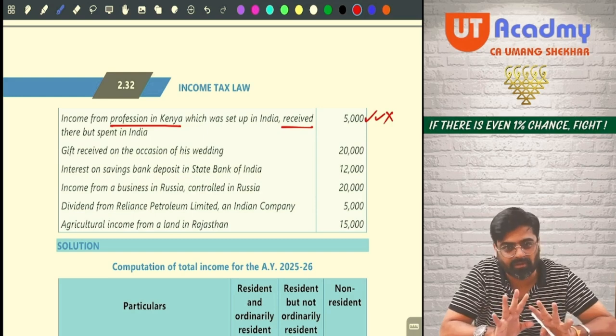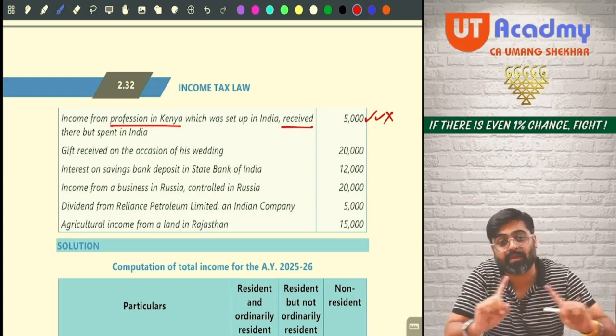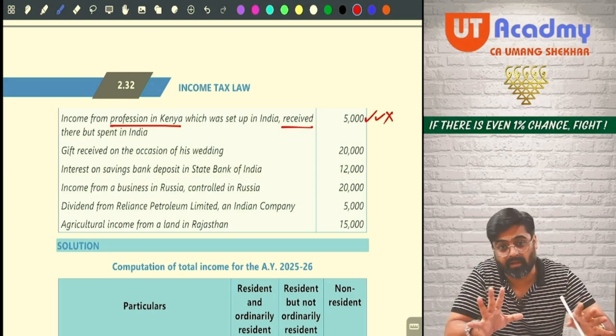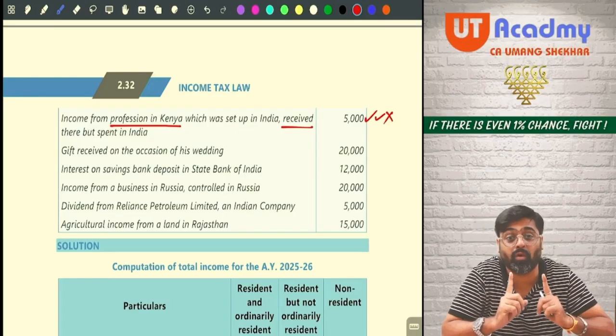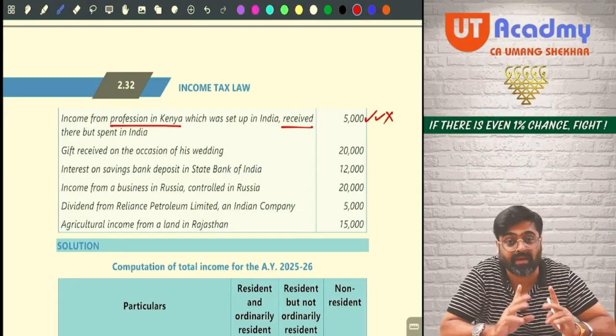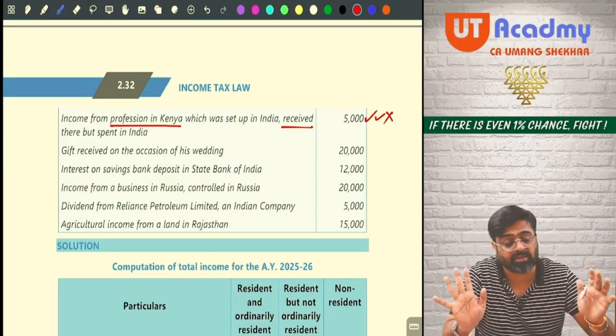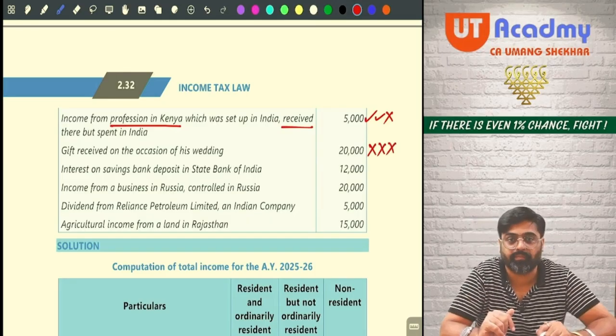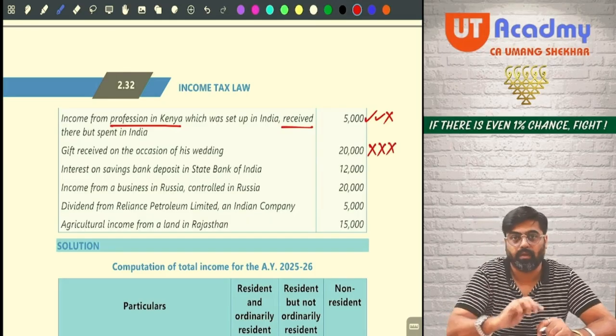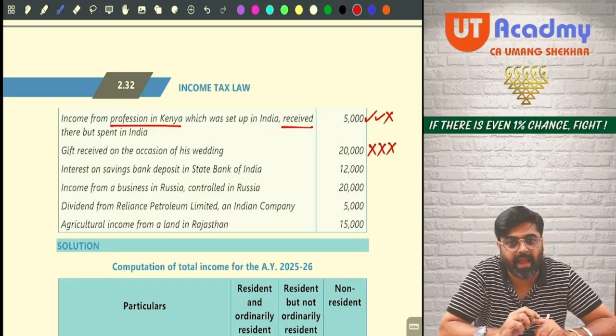But what is the moral of the story? Moral of the story, any gift from anyone, money, assets, anything which you are receiving on the occasion of your wedding, wedding means marriage, will never be charged to tax. It will be out of the income tax net. Understanding? But what about wedding anniversary?